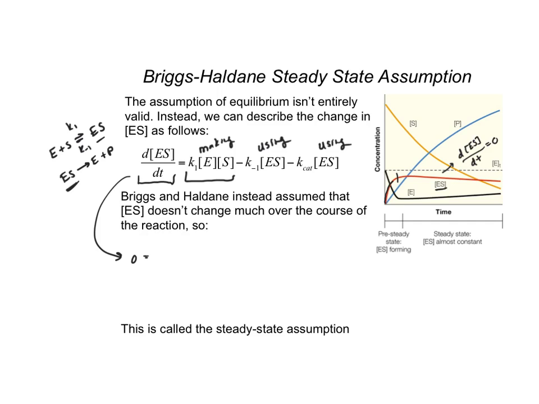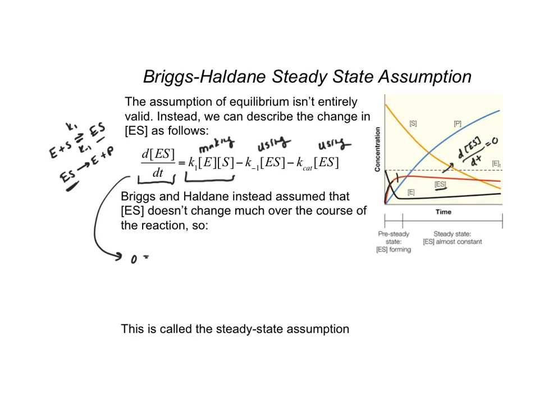Okay, so I'm going to go ahead and pick up where I left off in lecture. So I'm going to try to go through the actual derivation here, so I don't have to bore you and take up time with the actual lecture time. So with the steady state assumption, the big idea is that after the initial pre-steady state, the concentration of ES stops changing, right? So the change in concentration of ES as a function of time essentially equals 0.